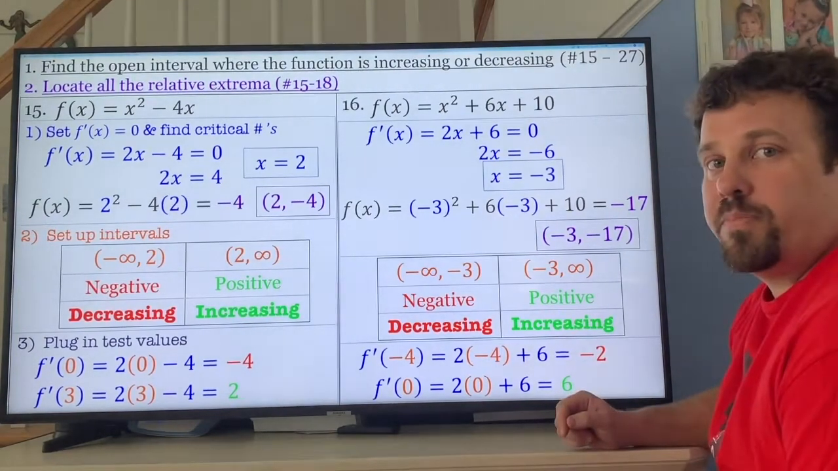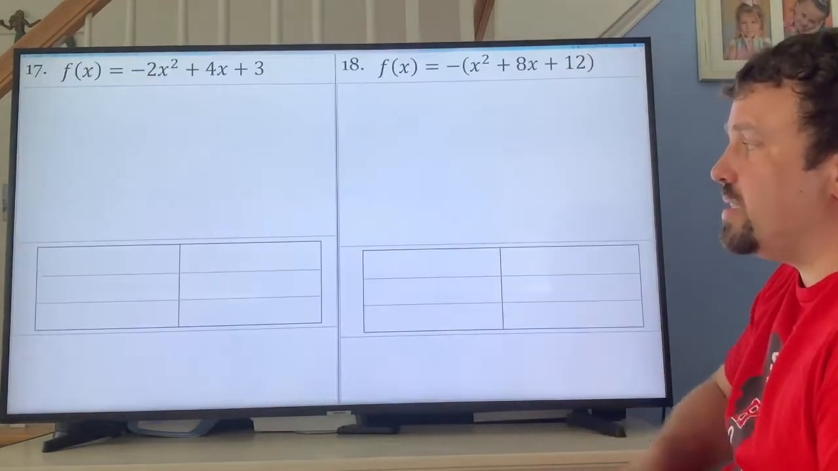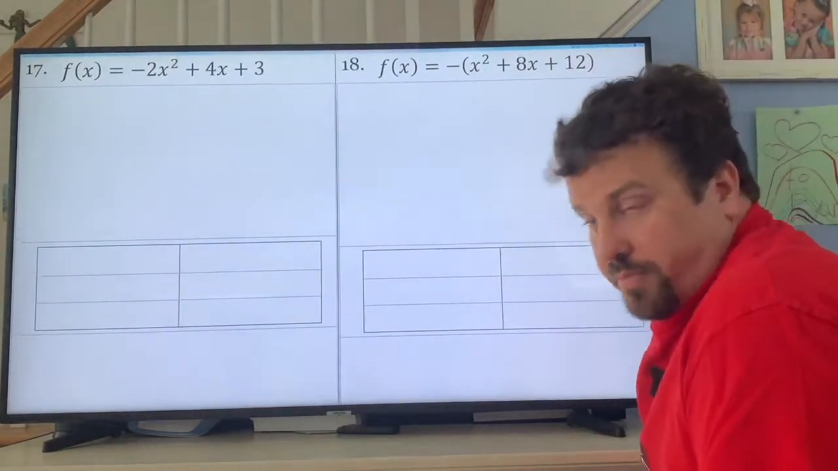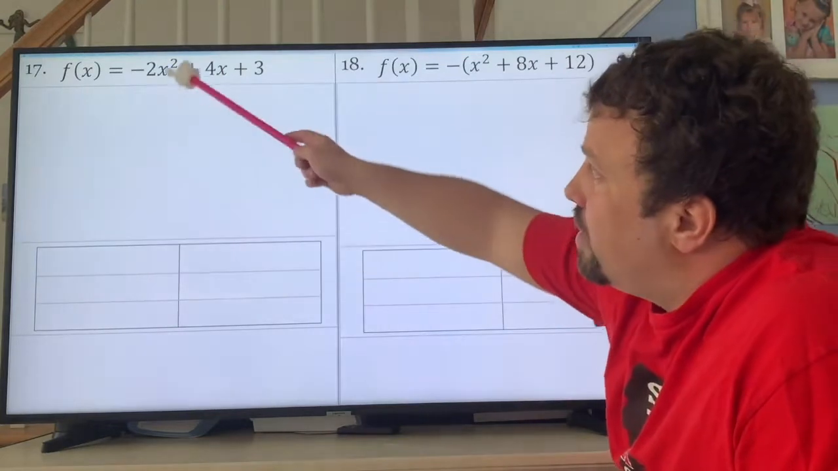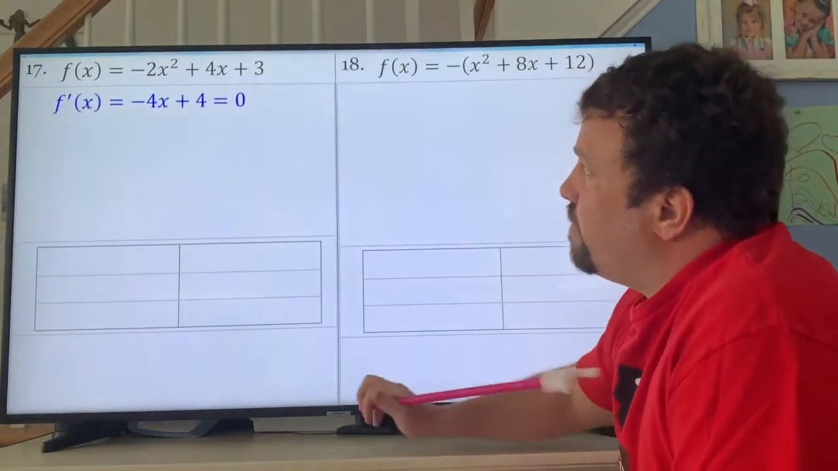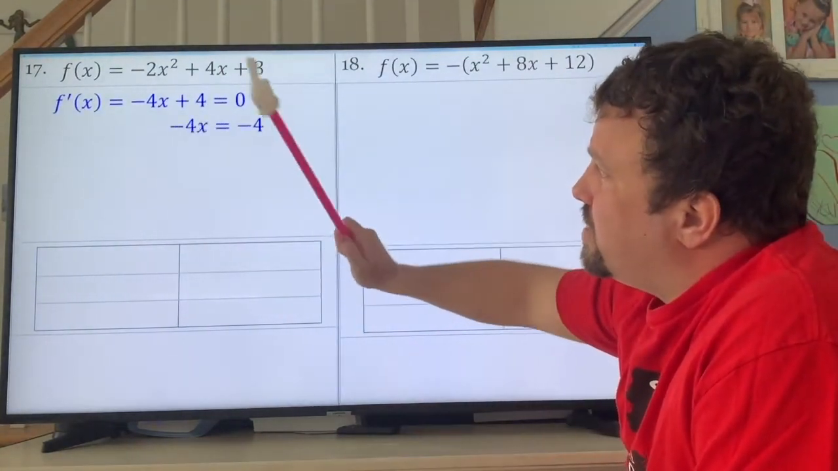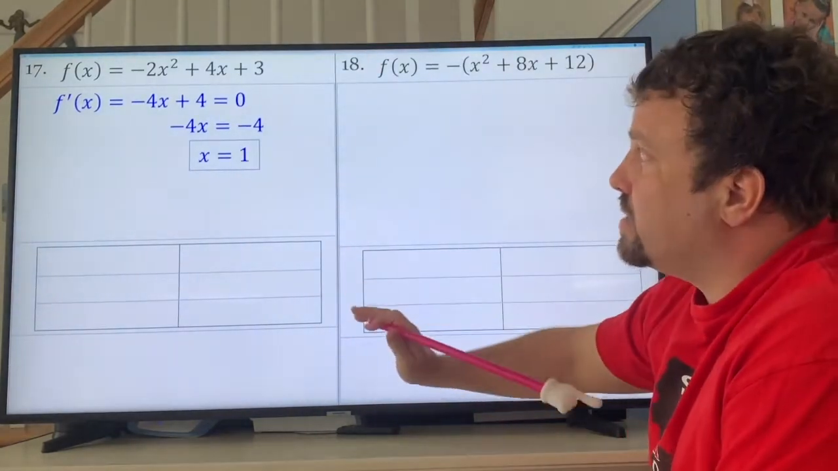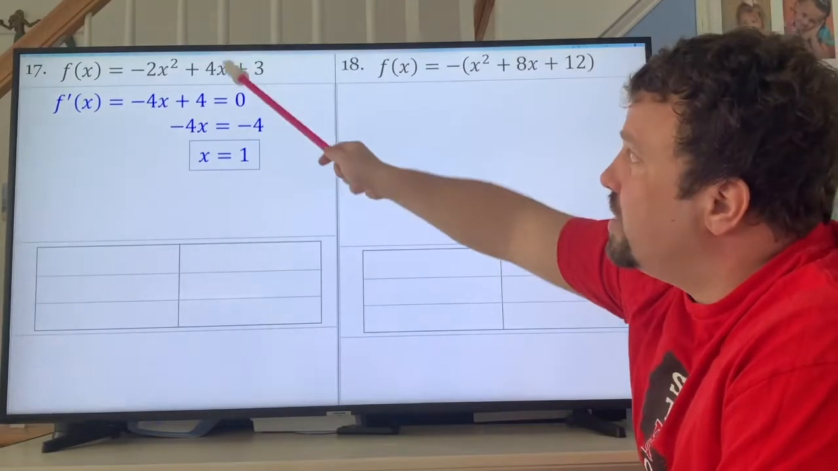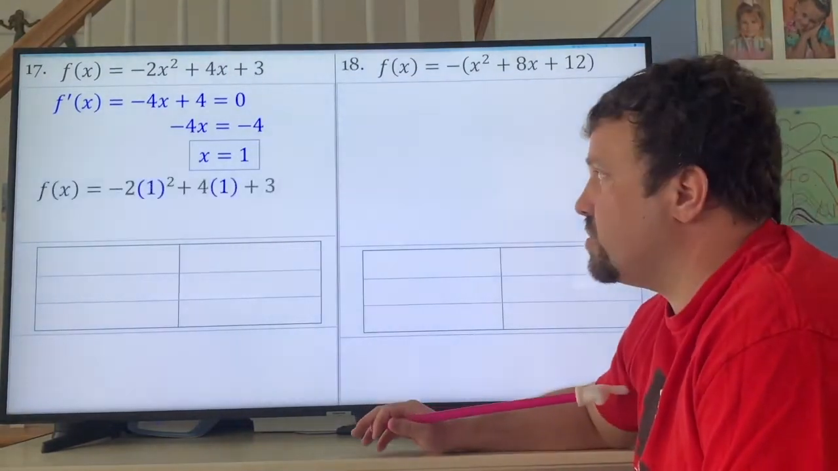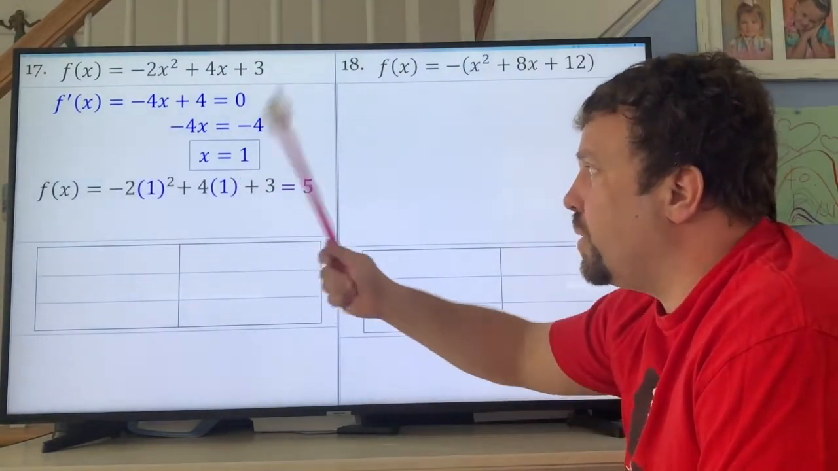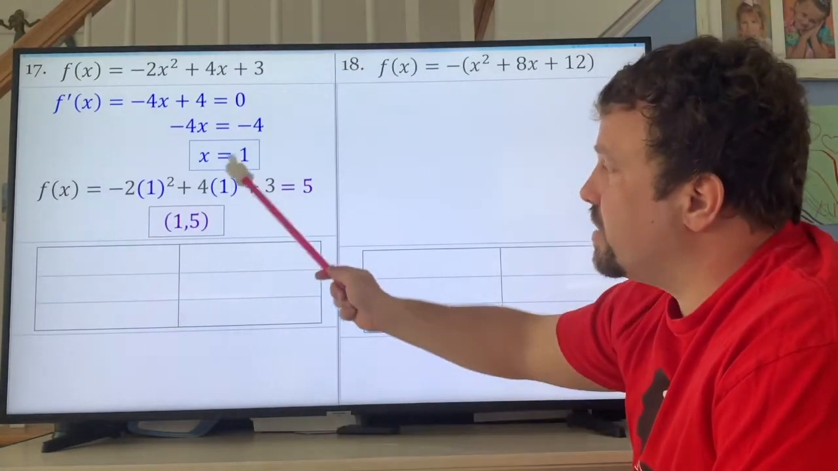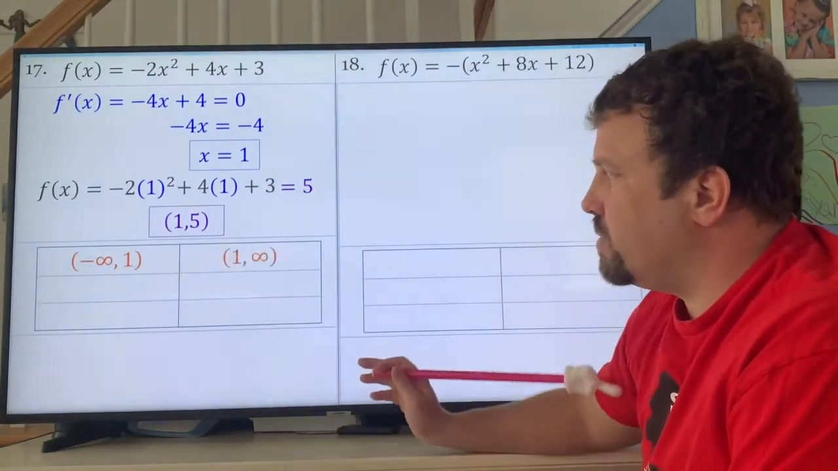All right? Good. Once you do 17 and 18 the same exact way, let's go over them real quick. Derivative of that, 4x plus 4. Subtract 4 from both sides, divide both sides by negative 4, x is positive 1. Take the 1, plug it into the equation to get your extrema. You get 5, so your point is 1, 5. Extremas are points, remember.